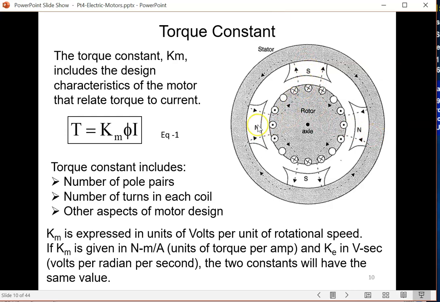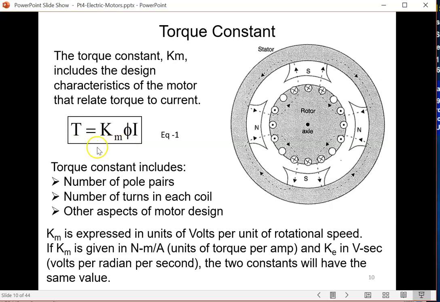Obviously, the pairs of magnets we have on the stator affect how the force or torque is produced, and how many armature windings we have will also affect how much torque, and the shape of the torque, produced in the motor.